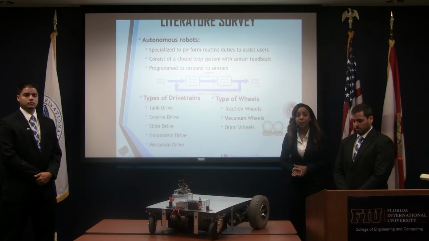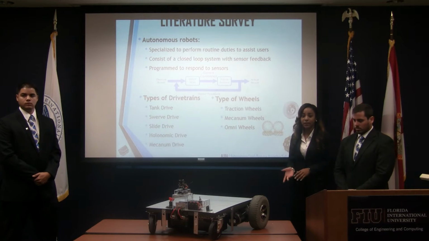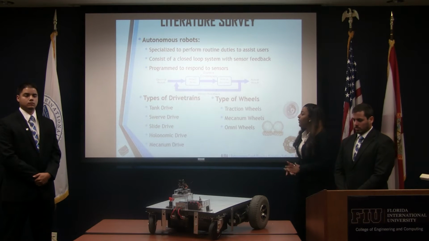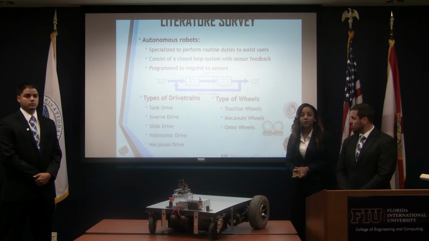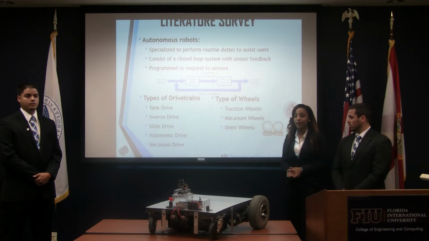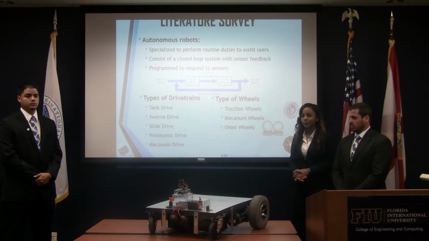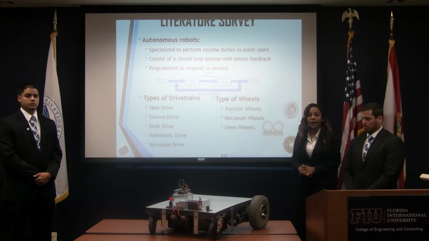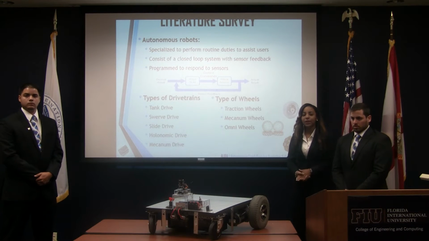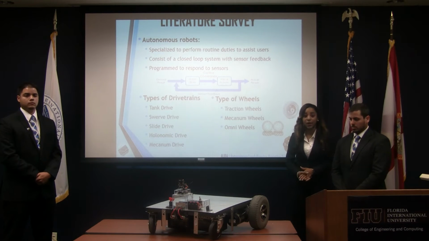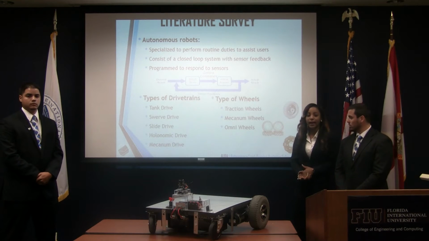When designing a robot, it is imperative to select a drivetrain. A drivetrain is similar to a powertrain inside your vehicle. There are 5 different types of drivetrain. You have tank drive, swerve drive, slide drive, holonomic, and mecanum. Then you have wheels, as this is responsible for the movement of the robot. There are 3 different types of wheels. You have traction, which is commonly used, mecanum, and omni.